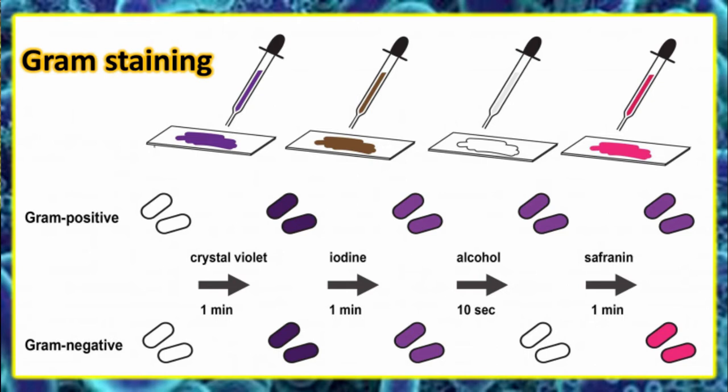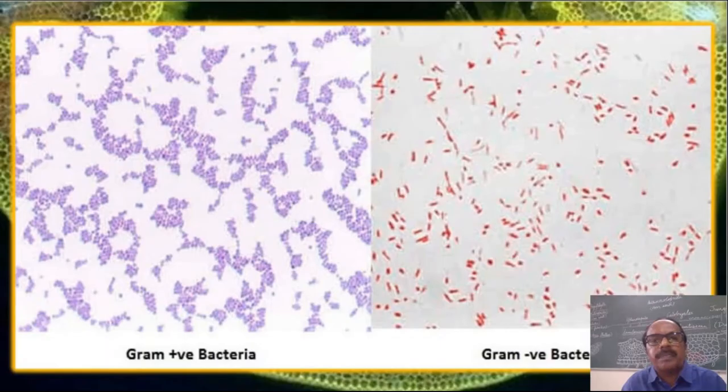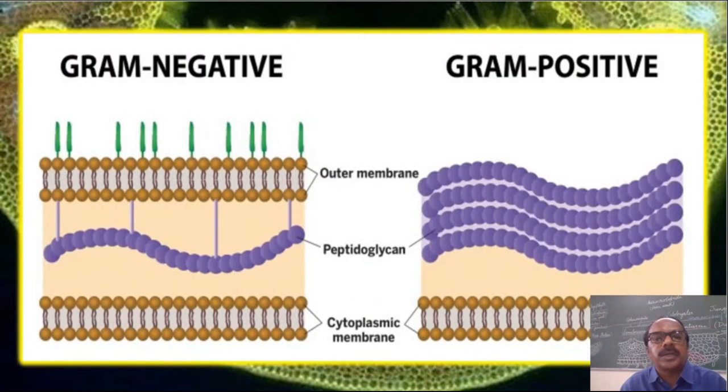structure. I'll come to that later, and hence we use a second stain, and the second stain that we are using is safranin, which is red in color. It's a red colored dye, so that is why gram-negative bacteria will appear red in color. So gram-positive bacteria appear violet in color, gram-negative bacteria will appear red in color because of differential staining.